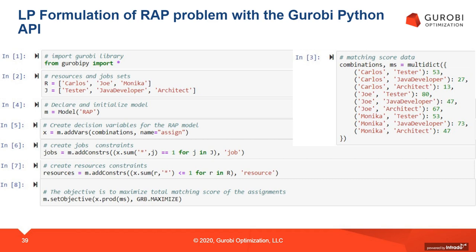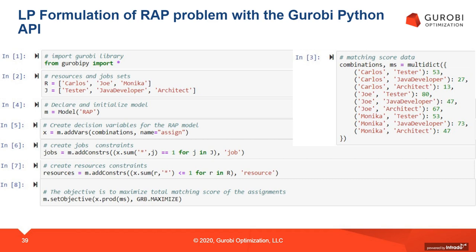And just to summarize, notice that to formulate this problem, we only need 9 lines of code. So we have been able to very succinctly formulate this problem with 9 lines of code. And the next thing to do will be to call the Gurobi library and just solve this problem. So the solution will work for this small problem 3x3, or it can work for thousands of resources or thousands of jobs.